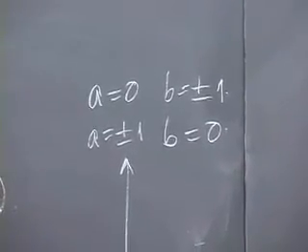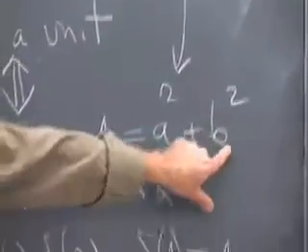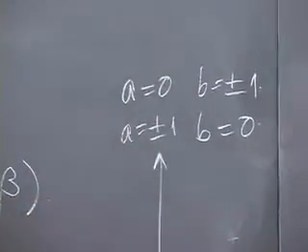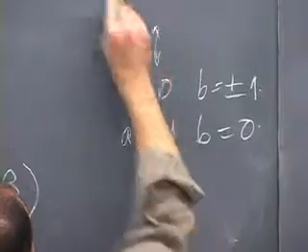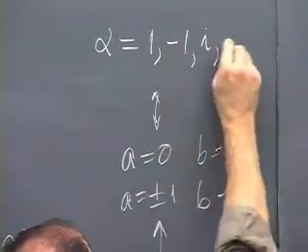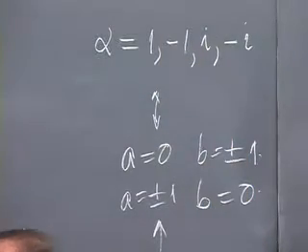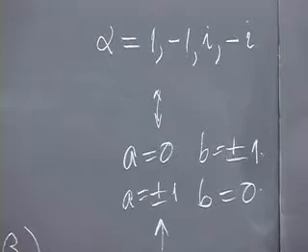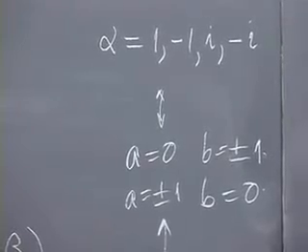Correct? I mean, if the sum of these squares is 1, one of them is 0 and the other one's 1. Okay, that gives 4 possibilities. So that means that alpha is equal to 1, minus 1, i, or minus i. Those are 4 units in the ring. And so we've just identified what the unit group of the ring is.